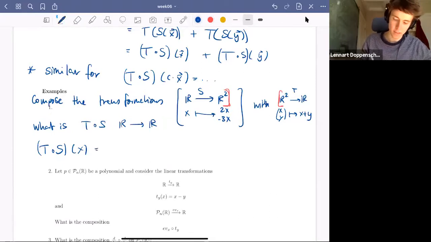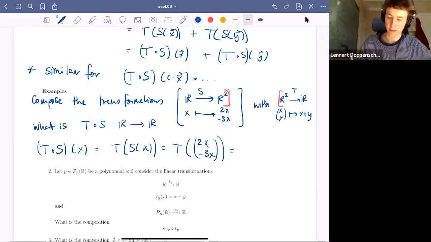So what this is, it's T of S of x, which is T of 2x minus 3x, and then we interpret the first component as x and the second as y. I could have used maybe u and v here, and then it's going to be u plus v, but you really have to pattern match that the tuple that's sent to here will be the tuple that's expected here as an input. And then this is 2x minus 3x, and this is indeed minus x. So really what this composition does is it just sends a vector, like a number, to minus itself.